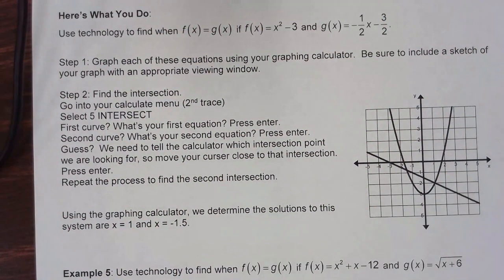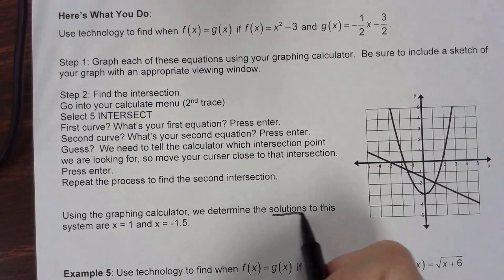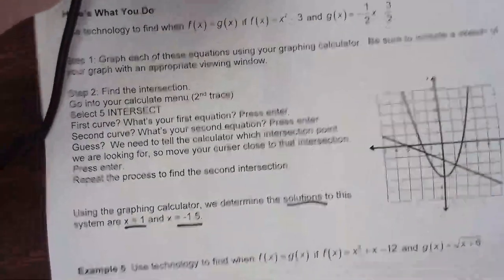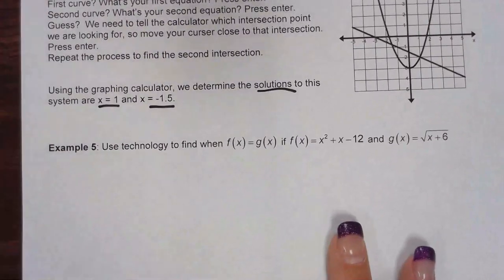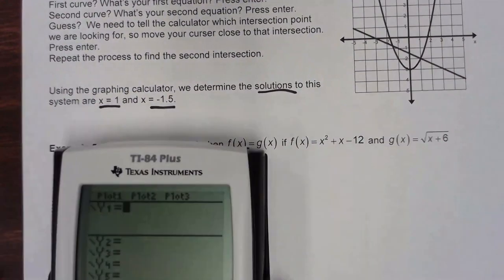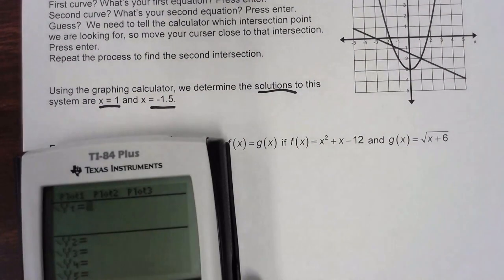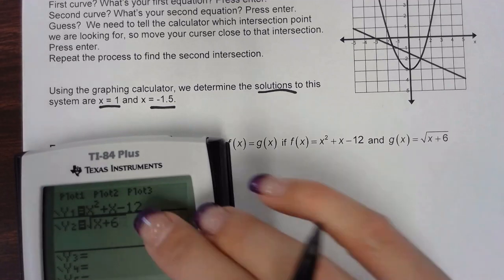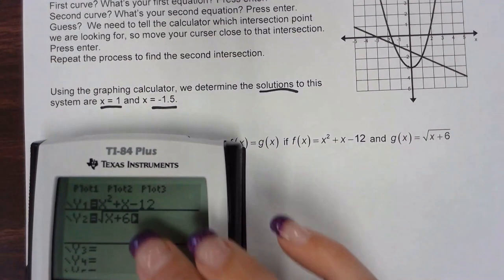Now, what I want to tell you is when we find the solutions, all we need are the x values, guys. You do not need the coordinate pair. Okay, so we're going to do example 5 together. In f of x, or for y1, I'm going to have x squared plus x minus 12. And then in g, I'm going to have the square root of x plus 6. I want to make sure that plus 6 is under the square root.